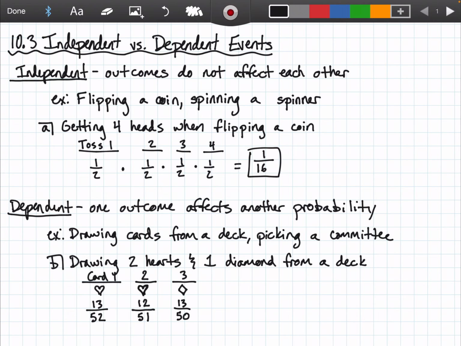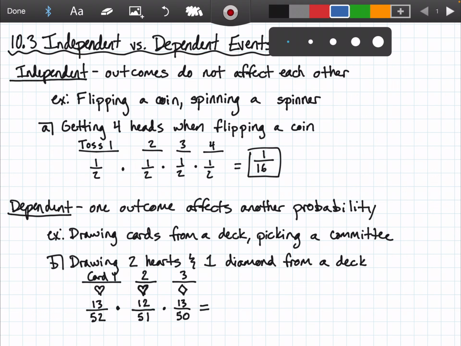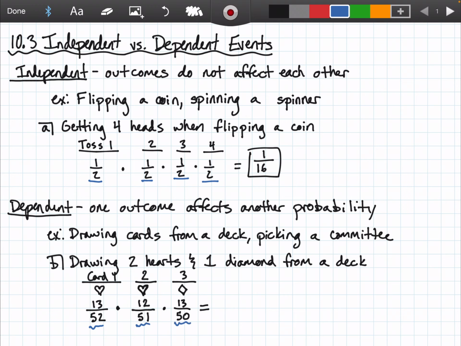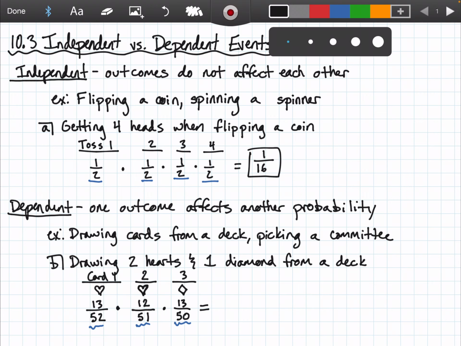So this is why we have a bunch of different probabilities and why it's a dependent event, because the big key here is that this probability with coins stayed the same no matter what. But these probabilities with the cards changed every time. And so if you were to type that in your calculator, you would get 13 out of, I think, 850.